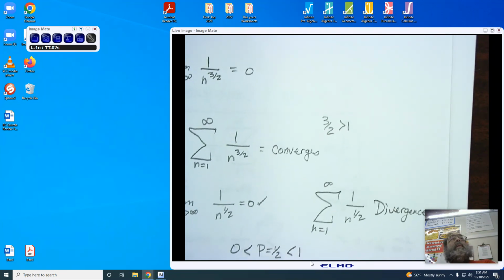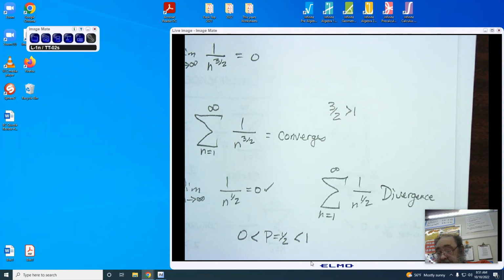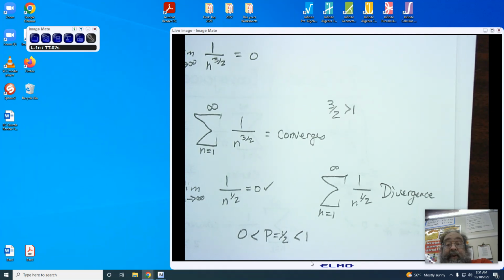And that's what we're doing. Do we have a 0 < p < 1, in which case we have a divergence, or do we have a p greater than 1, where we have a convergence? This is the convergence and divergence of a p-series.